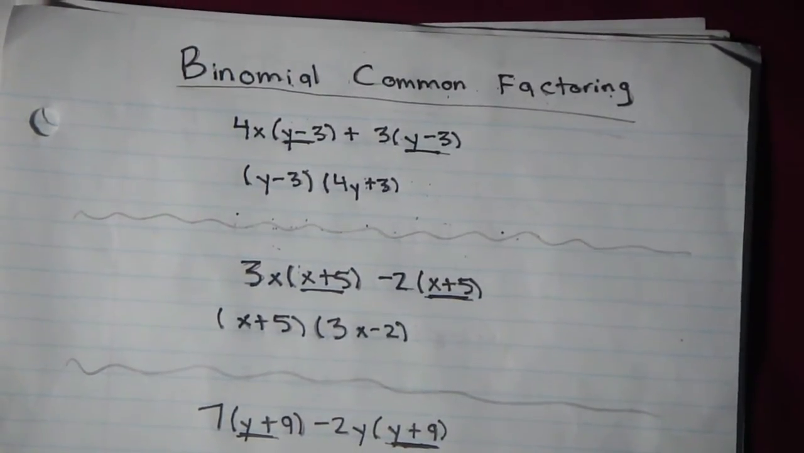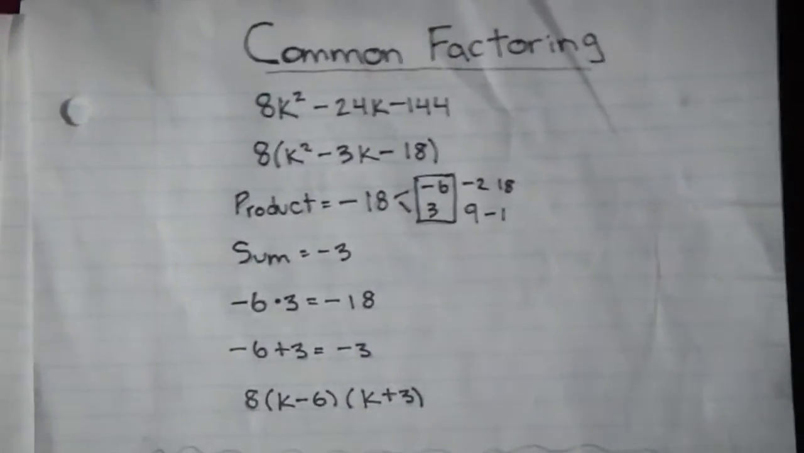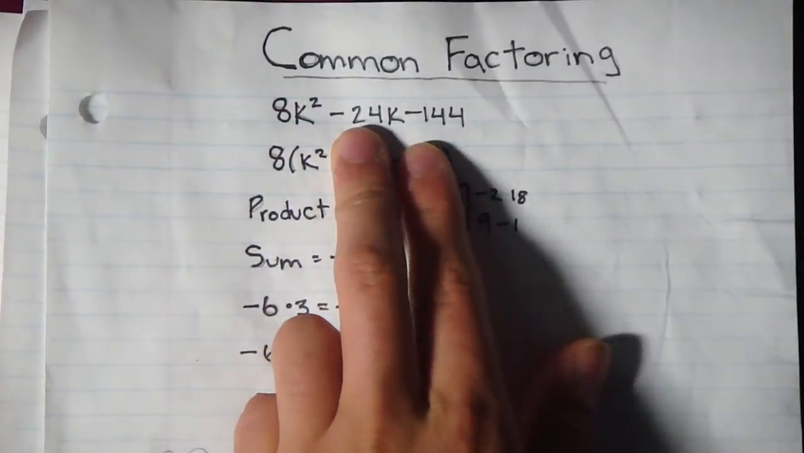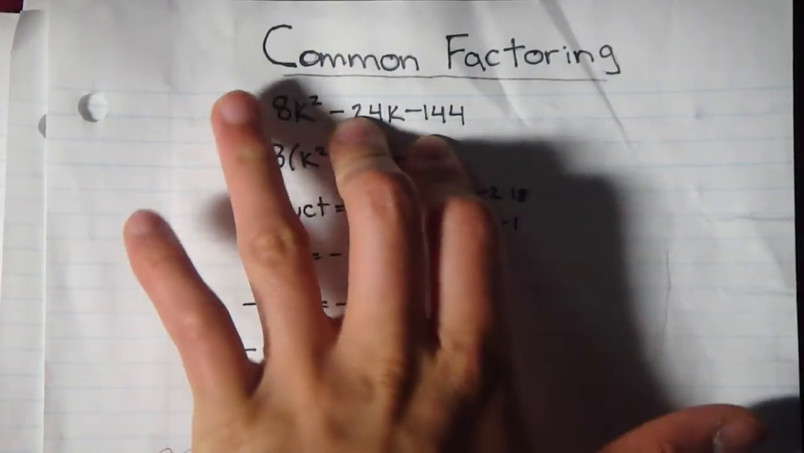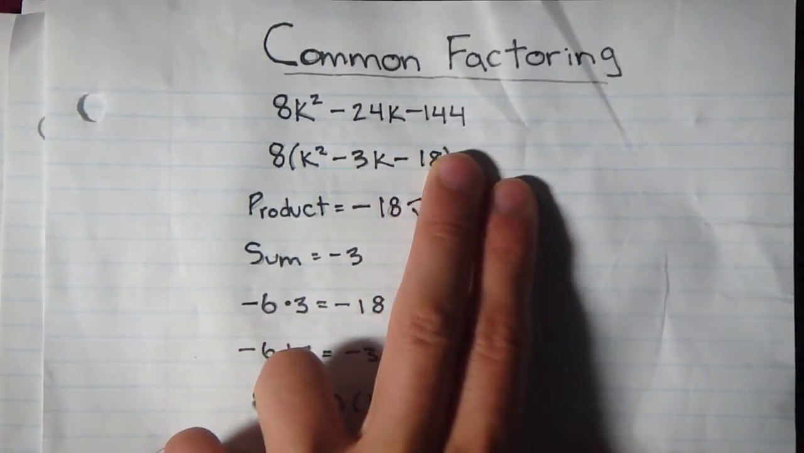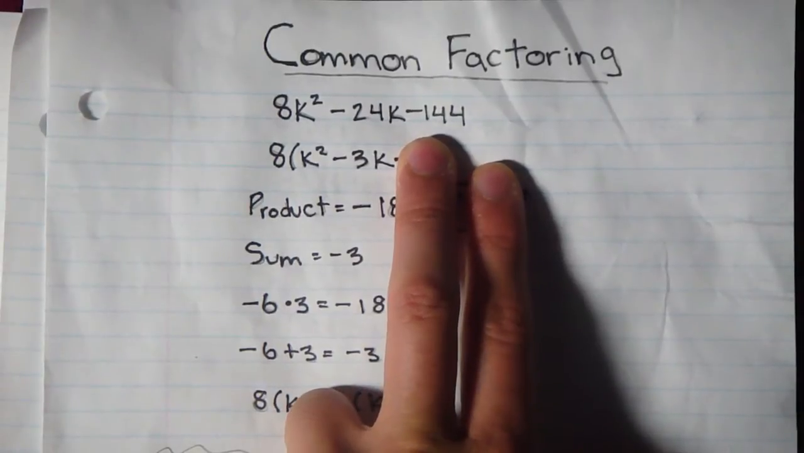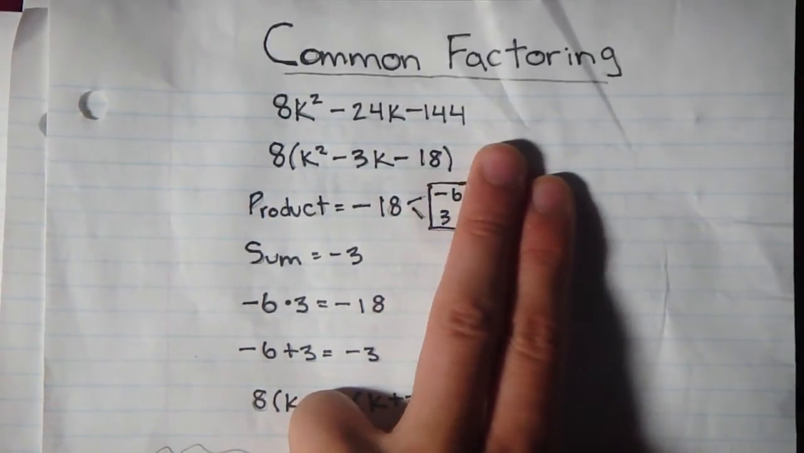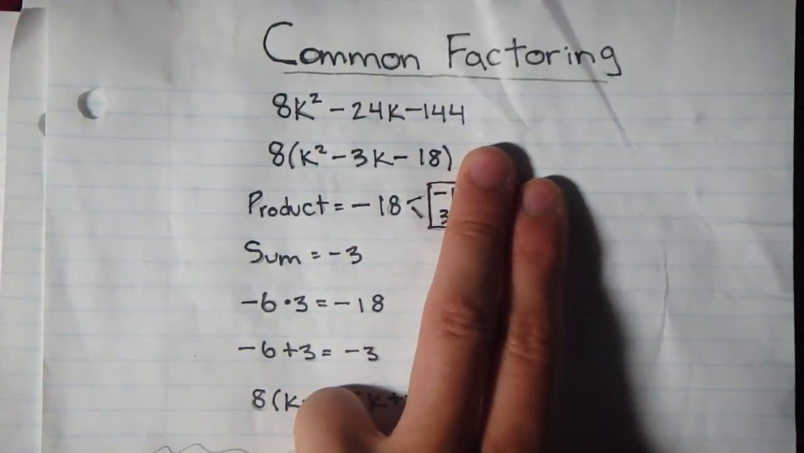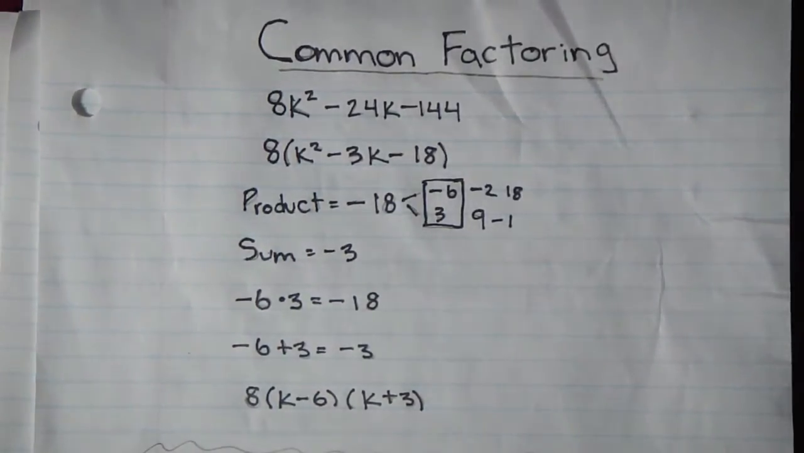Now the second type of common factoring is binomial common factoring. First of all, let's talk about what a binomial is. If you can see here in the example, if I cover this up, k squared, if I cover the 8 as well, k squared is a monomial. If I cover the 18, but I leave out k squared minus 3k, this is a binomial because it is 2 terms. Bi means 2. And here we have k squared minus 3k minus 18. This is a trinomial because there are 3 terms. That's where tri comes from.